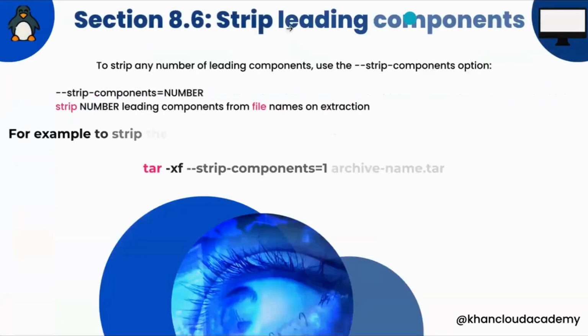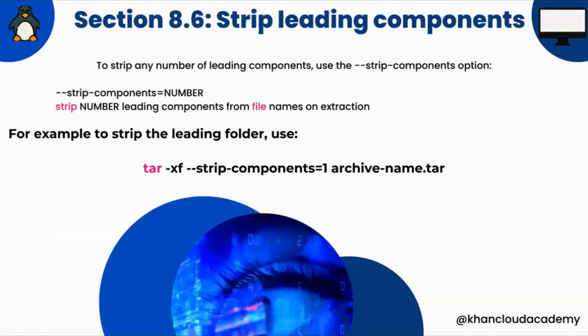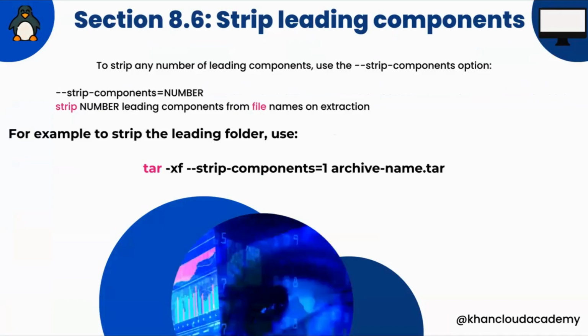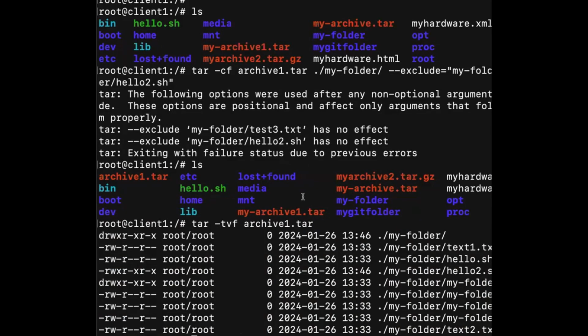Strip leading components. To strip any number of leading components, use the strip-components option. Strip the number of leading components from file names on extraction. So for example, to strip the leading folder, you have to use tar space hyphen xf, and you have to type --strip-components=1 and give your archive name.